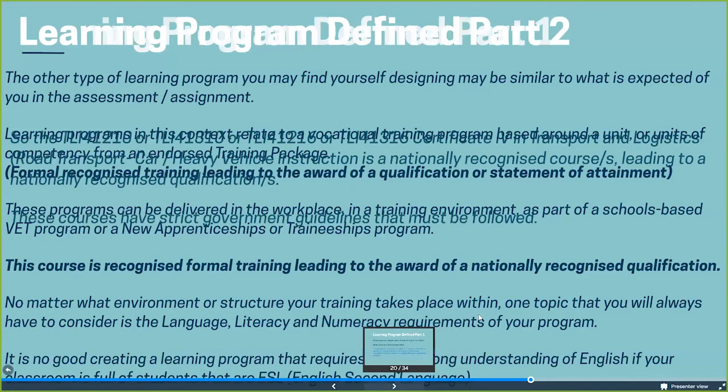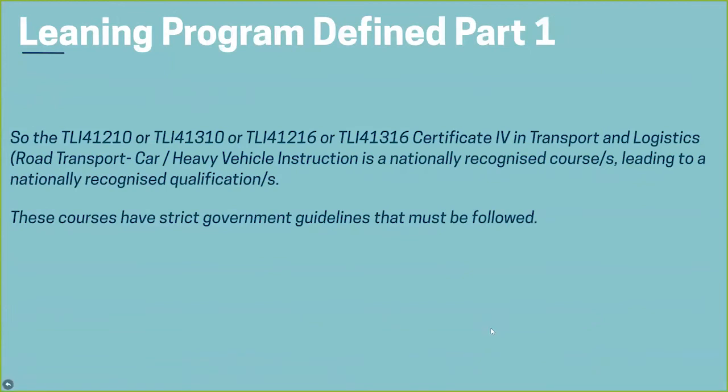So the TLI41210 or TLI41310 or the TLI41216 or the TLI41316 Certificate 4 in Transport and Logistics, Road Transport, Car or Heavy Vehicle Instruction are all nationally recognised courses leading to nationally recognised qualifications. These courses have strict government guidelines that must be followed. And when it comes to you creating your learning program using a unit of competence, you are going to adhere to any government guidelines that apply to that.